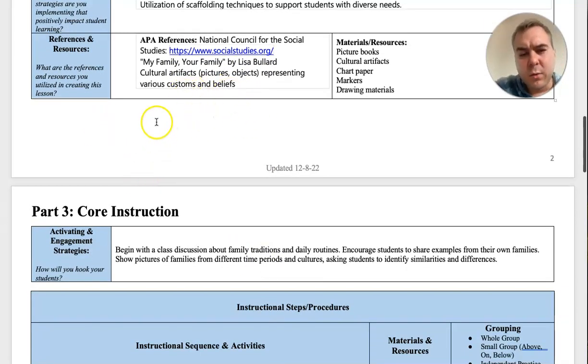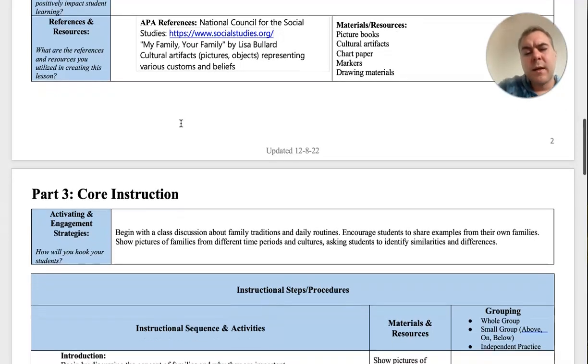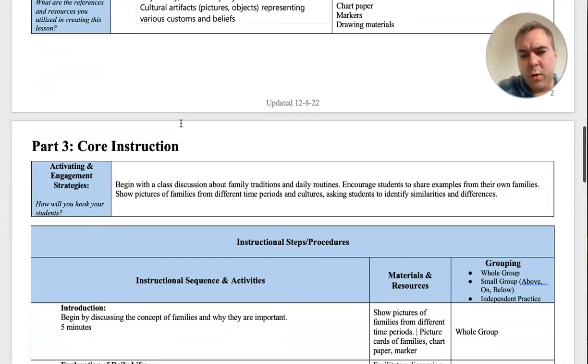Then you'll see some of the resources I've used to collect information. And the physical materials will be picture books, cultural artifacts, chart paper, markers, and drawings. And a lot of this can be done on a computer or a tablet.